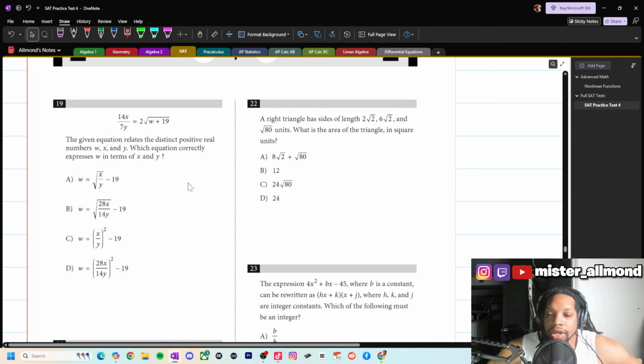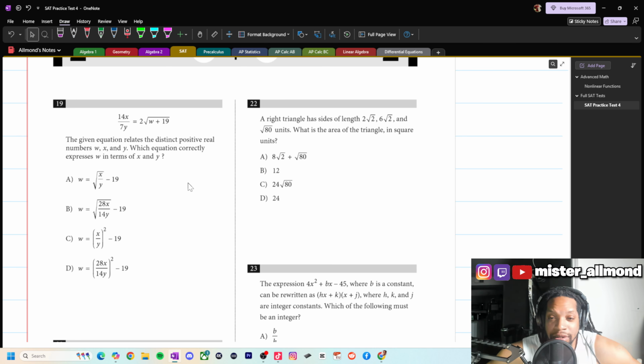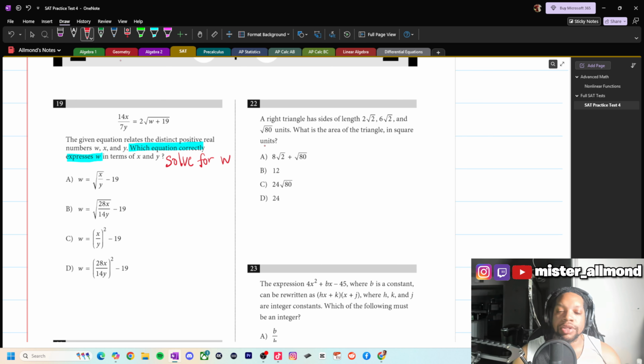19. The given equation relates the distinct positive real numbers w, x, and y. Which equation expresses w in terms of x and y? Okay, this is one of those ones where you kind of got to get used to the wording. Because when they're asking which equation correctly expresses, that's just telling you to solve for w. But low key, you could look at the answer choices and kind of figure that out. But that's all we're trying to do, just get w by itself.